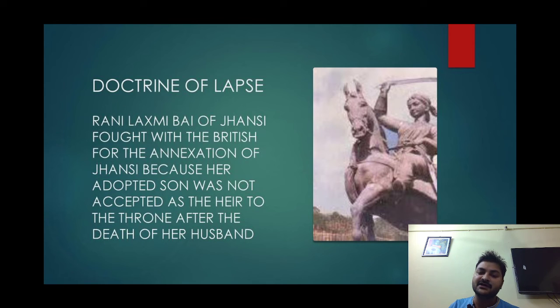Rani Lakshmi Bai of Jhansi, what happened? She did not have any son. She adopted one son after the death of her husband. Her husband died without any children. Now that son was never accepted as the ruler by the Britishers, and the Britishers said that no, Jhansi is no more and we will be ruling Jhansi. During that time, Rani Lakshmi Bai of Jhansi revolted against the Britishers. Okay, you understood it?